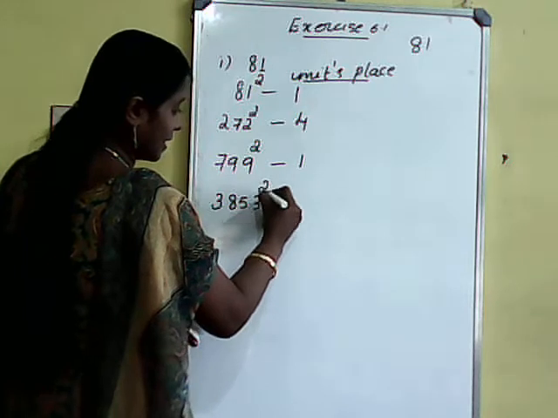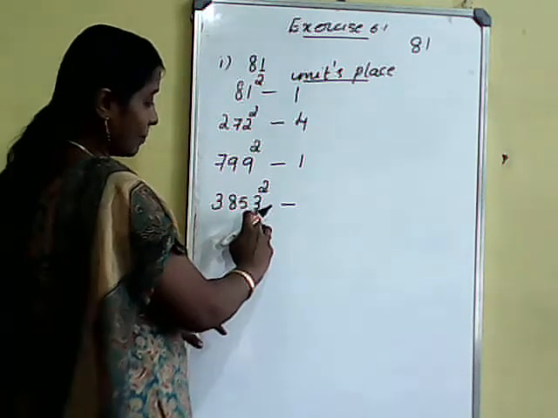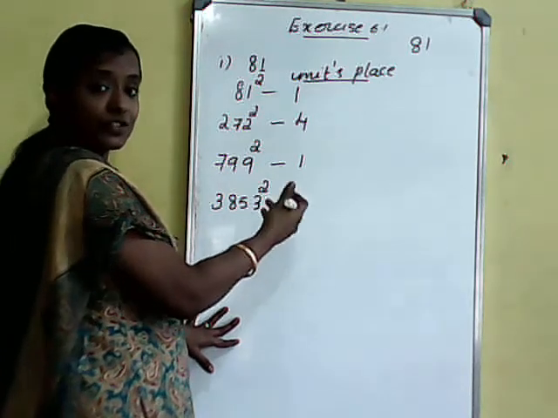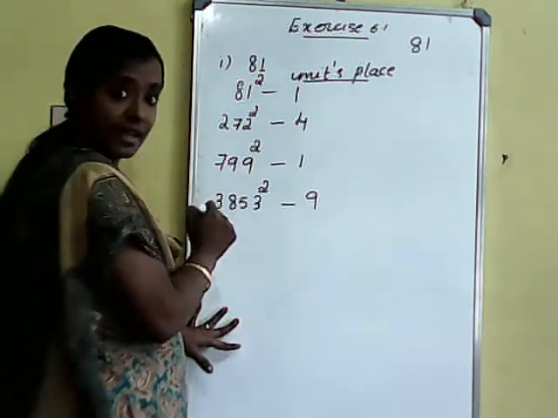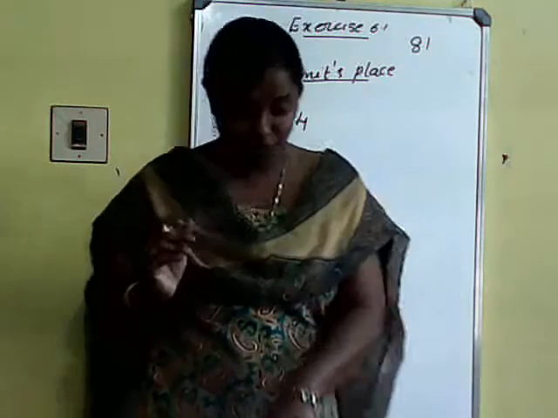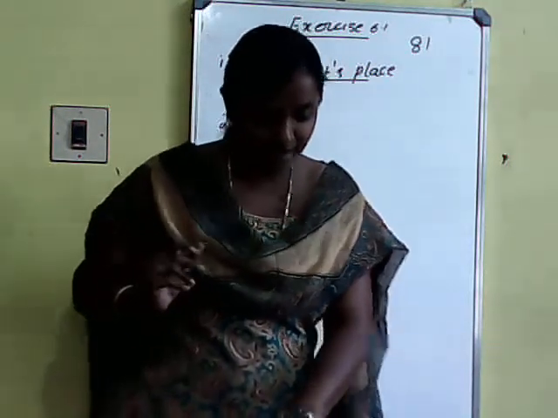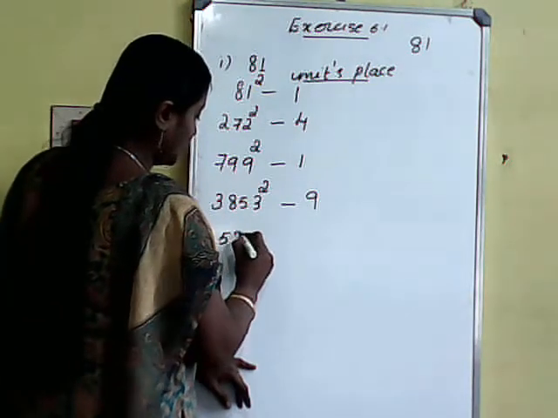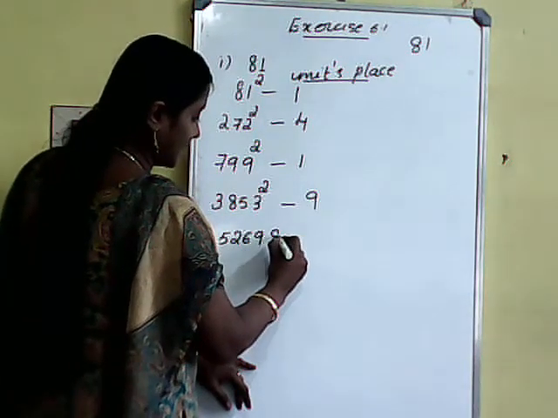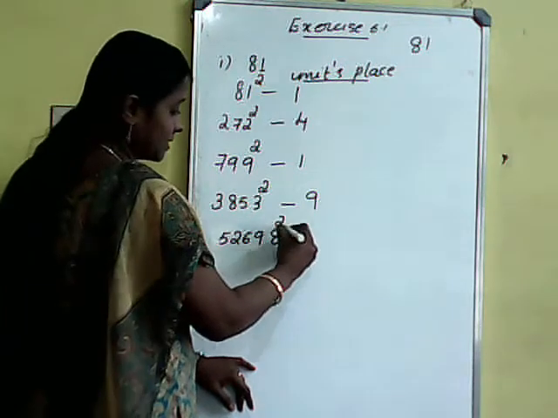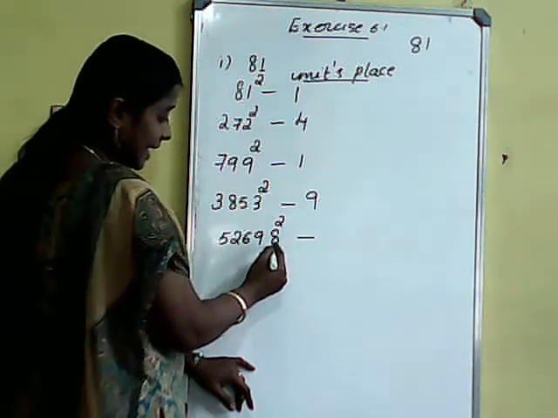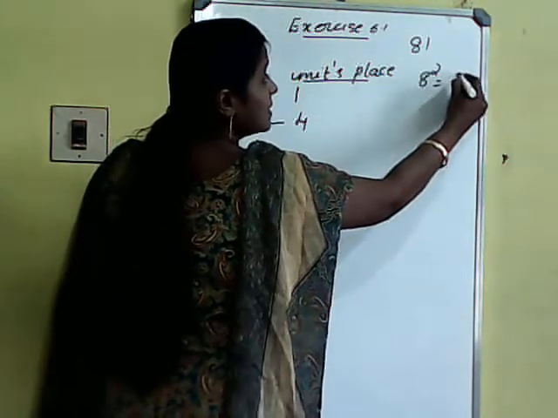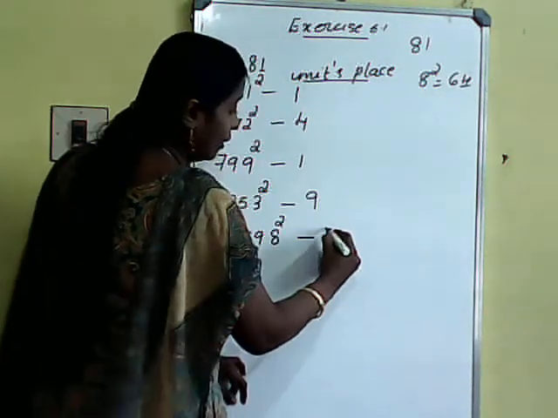3853, and we take their squares. In the units place the number is 3, so 3 squared gives 9 in the units place. Clear? This type of problem is the first question. Then the next one is 52698. Taking its square, in the units place here it is 8. So 8 squared is 64, and the units place contains 4.